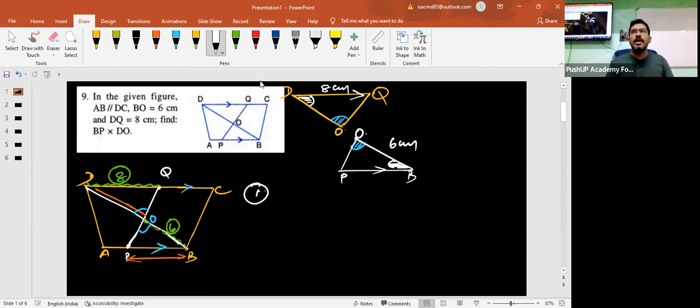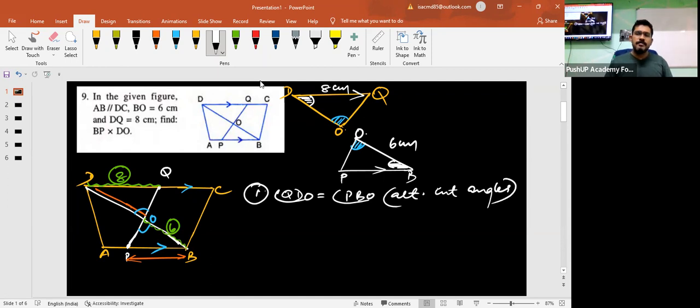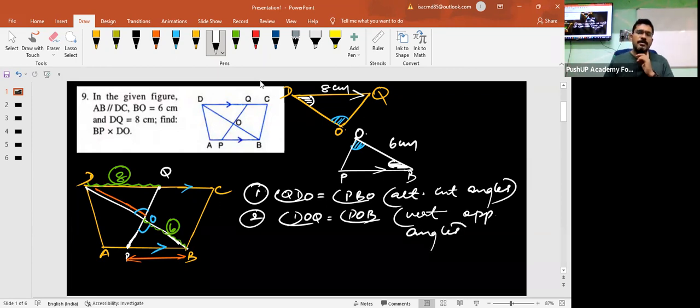So let's prove that these two triangles are similar. So first statement would be angle QDO is equal to angle PBO. What is the reason? Alternate interior angles. Point number 2 would be what? Angle DOQ is equal to angle POB. And the reason is what? Vertically opposite angles. Okay, that is also done.